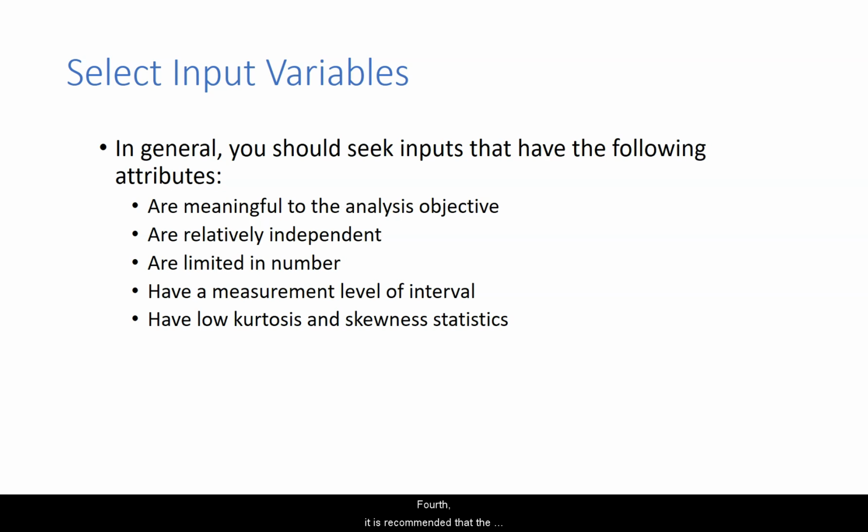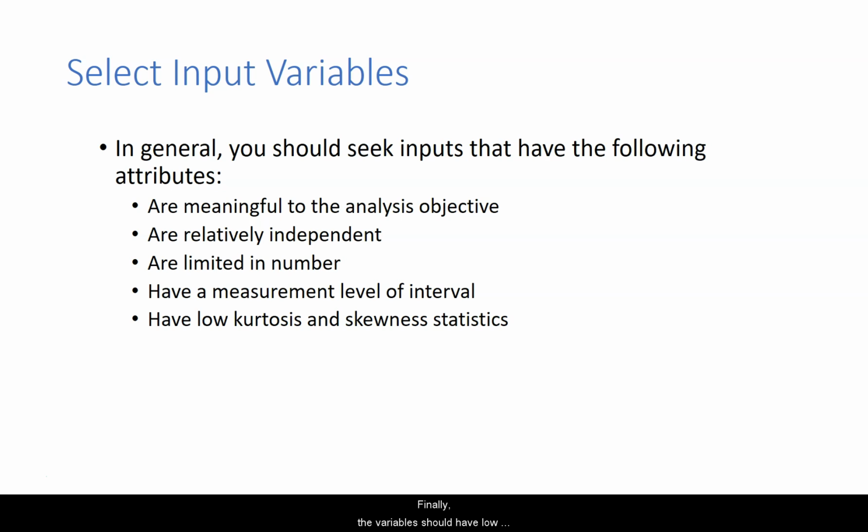Fourth, it is recommended that the variables have a measurement level of interval. In other words, are all numeric. This makes the dataset more readily usable when the Euclidean distance measure is applied.